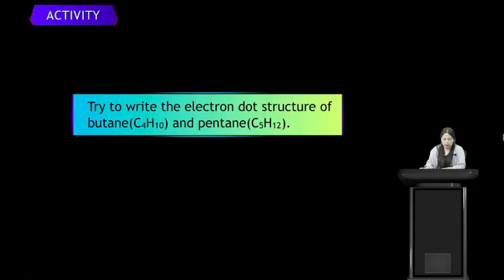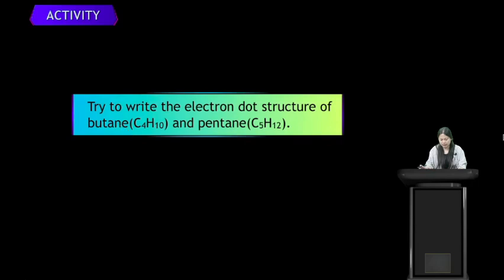Activity. This will be your homework. Try to write the electron dot structure of butane, that is C4H10, and pentane, C5H12. Now when we look at this name, butane, B-U-T is a prefix used for compounds containing 4 carbons. Pent, P-E-N-T, is a prefix used for compounds containing 5 carbons. In both of these cases, the suffix is A-N-E, meaning butane and pentane are also saturated compounds. So writing the electron dot structure of butane and pentane will be your homework.